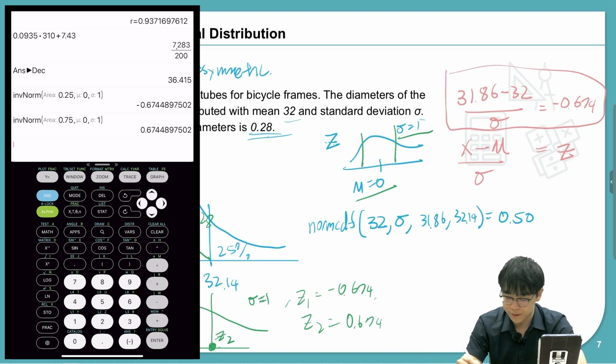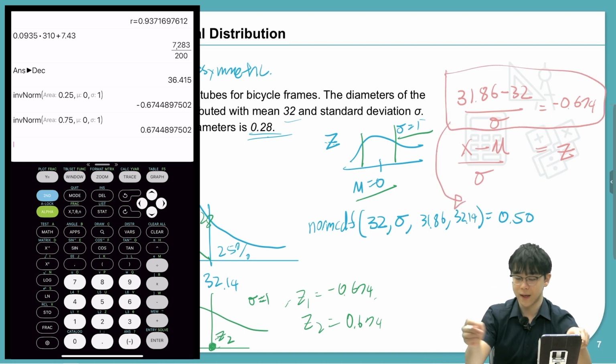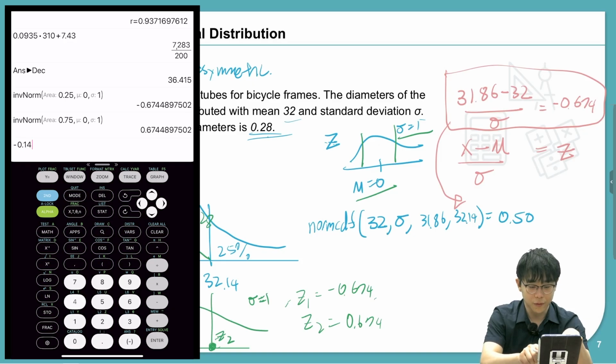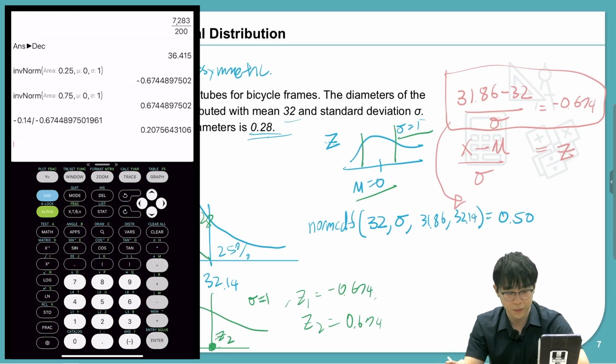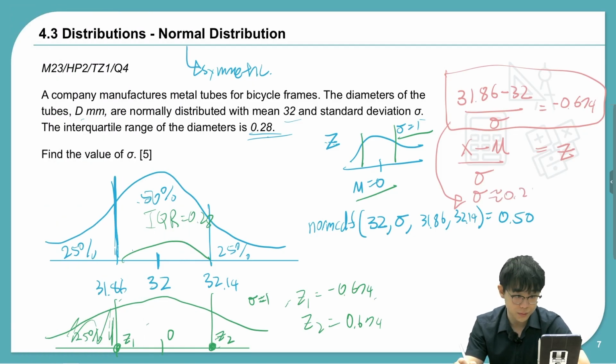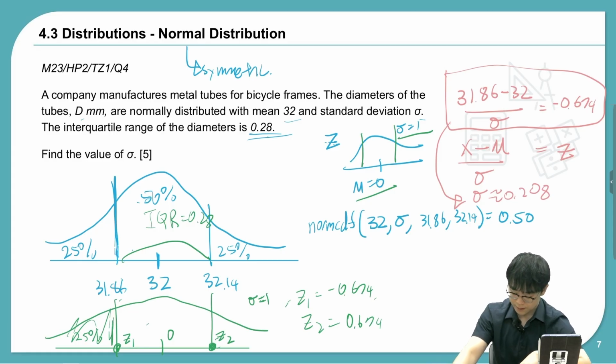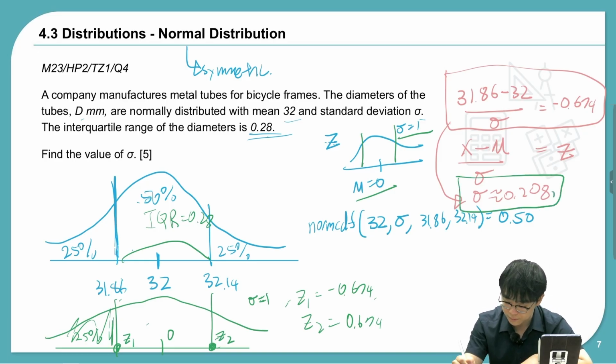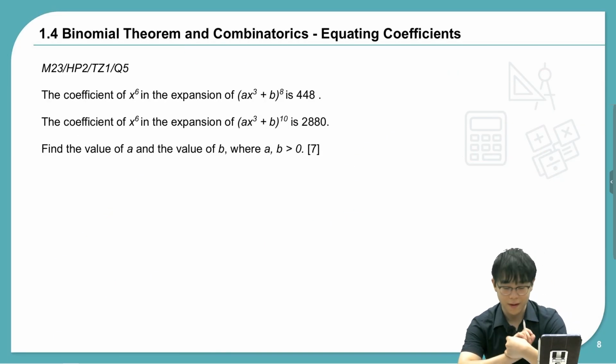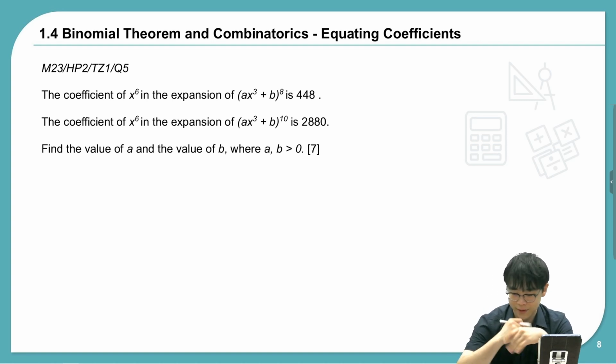So if we solve for sigma this way, we would get negative 0.14 divided by negative 0.674, so it would be 0.207 or around 0.208. Okay, so the value of sigma is going to be 0.208 millimeters. Okay, so that's going to be our answer. Millimeters. All right, so number 5, we have binomial theorem and combinatorics.